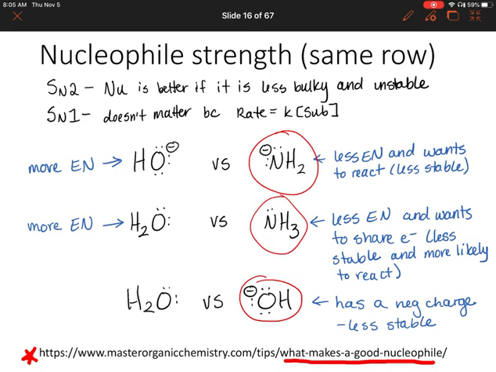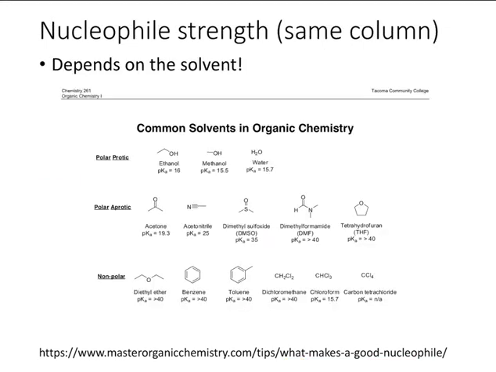Okay, so we just compared nucleophiles that have atoms in the same row. What about if you're comparing nucleophiles that have atoms in the same column? So let's talk about that.